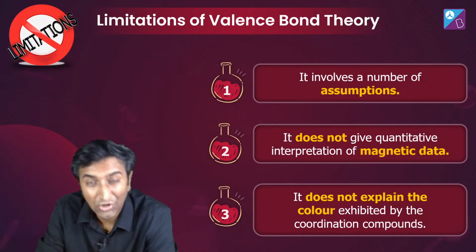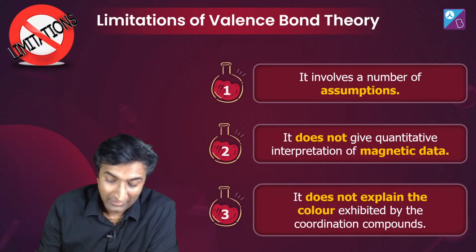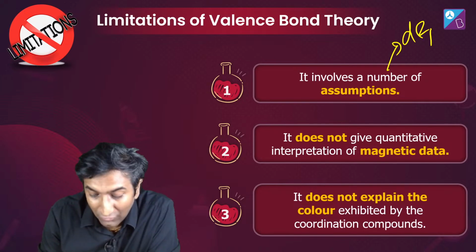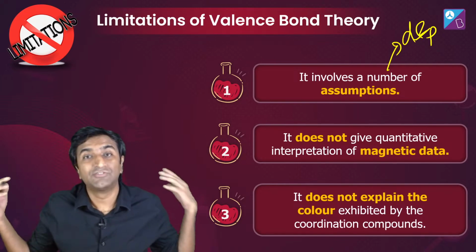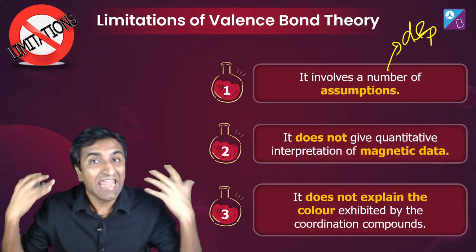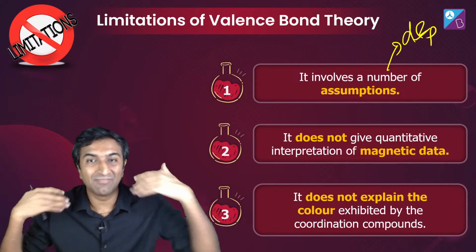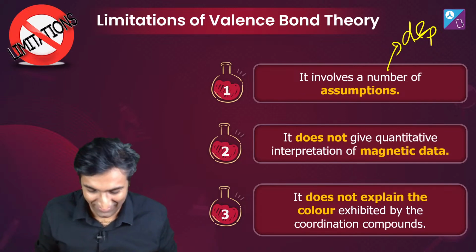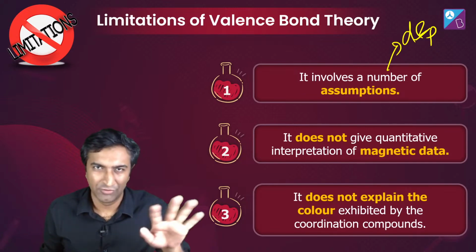What are the limitations of valence bond theory? First one, lot of assumptions. The biggest problem is, bhai, D and P don't have the same energy. How is it going to form? Like, ये नहीं होता है लाइफ में, right? D और P साथ में नहीं interact कर सकते. That doesn't happen. Okay. That was the first problem, which we don't teach in NCERT.